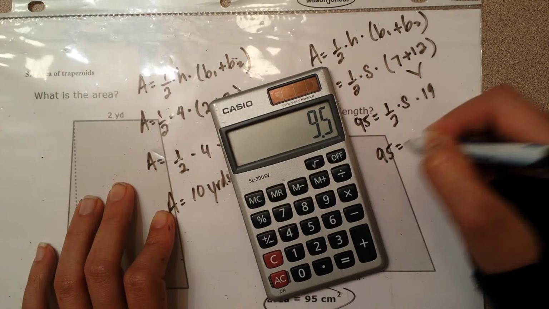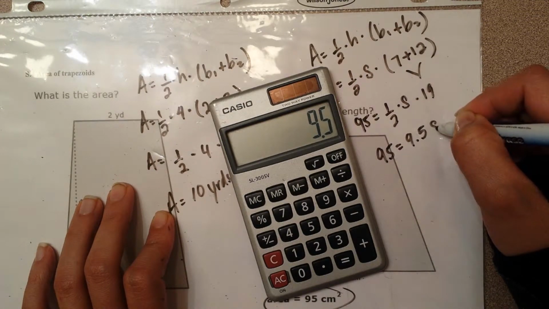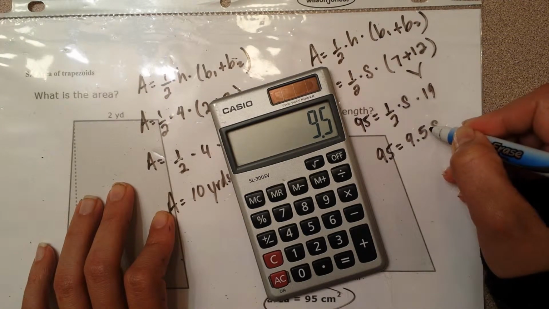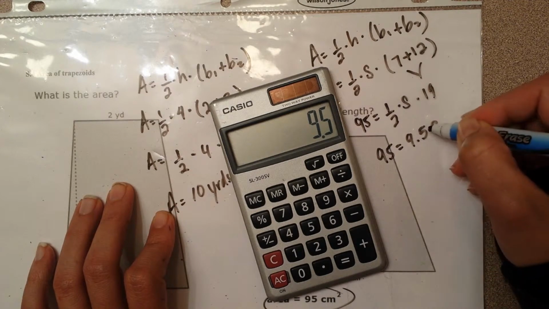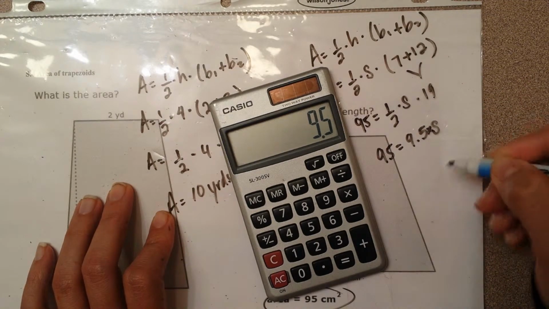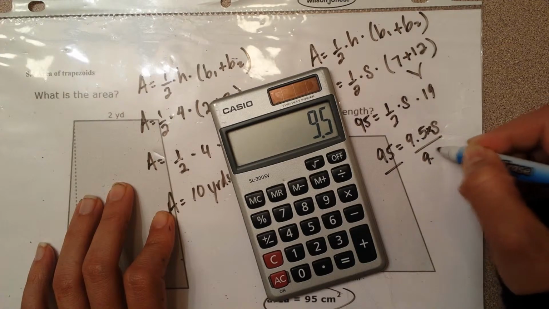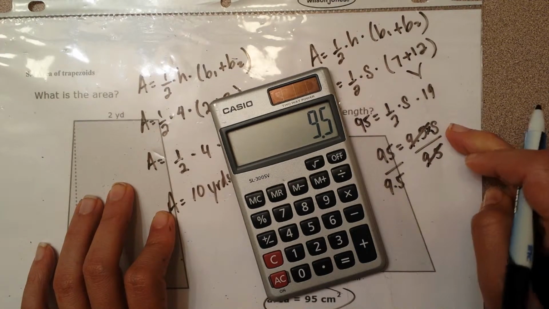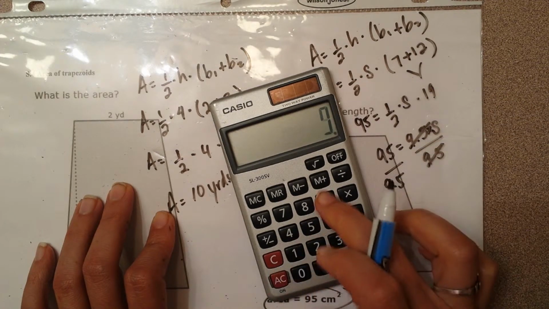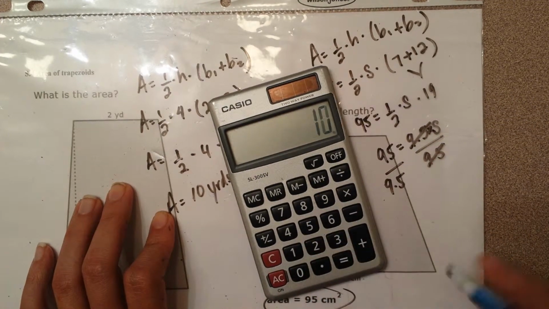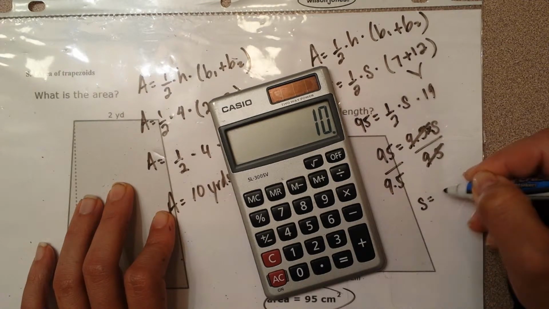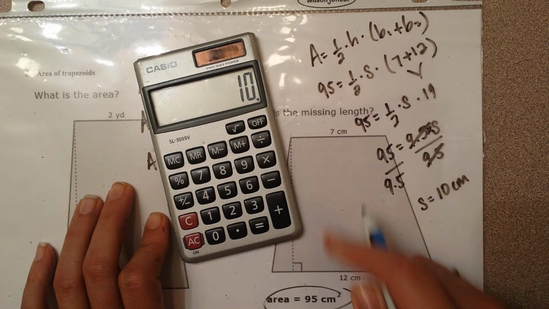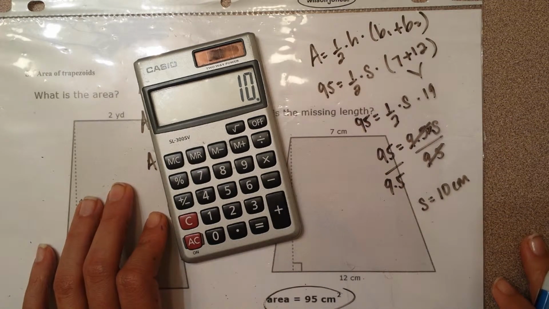So 95 equals 9.5 S. How do I get S on its own? I have to get rid of 9.5. The operation between 9.5 and S is multiplication, so to get rid of it, I need to divide both sides by 9.5. When I divide both sides by 9.5, this side cancels, leaving just S. On this side, I'm going to have 95 divided by 9.5, and I get S is equal to 10. Again, my units are centimeters, and because I'm dealing with height, it's just centimeters.